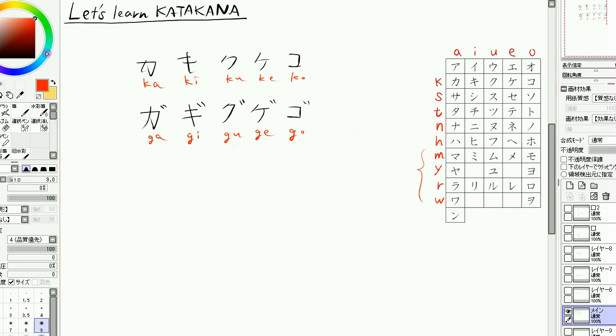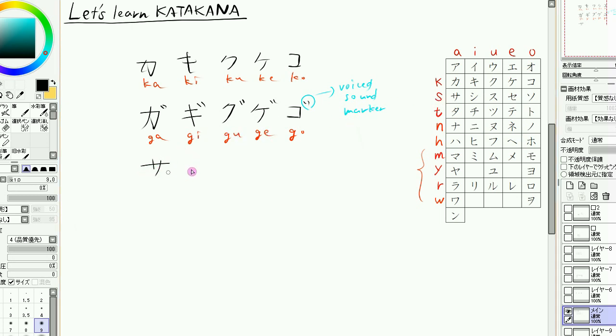And this one is usually called voiced sound marker. In Japanese, it's called dakuten. So now that we've seen ga, gi, gu, ge, go, you can imagine how we can make Z sounds, right?